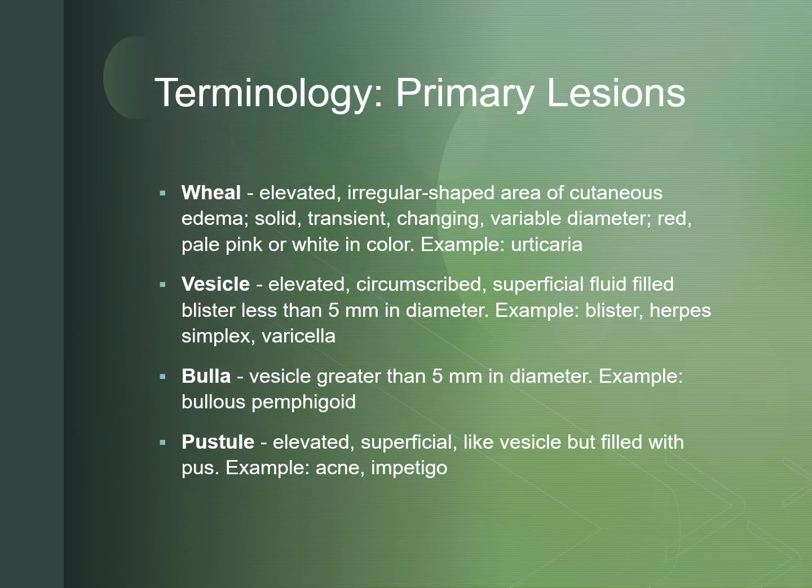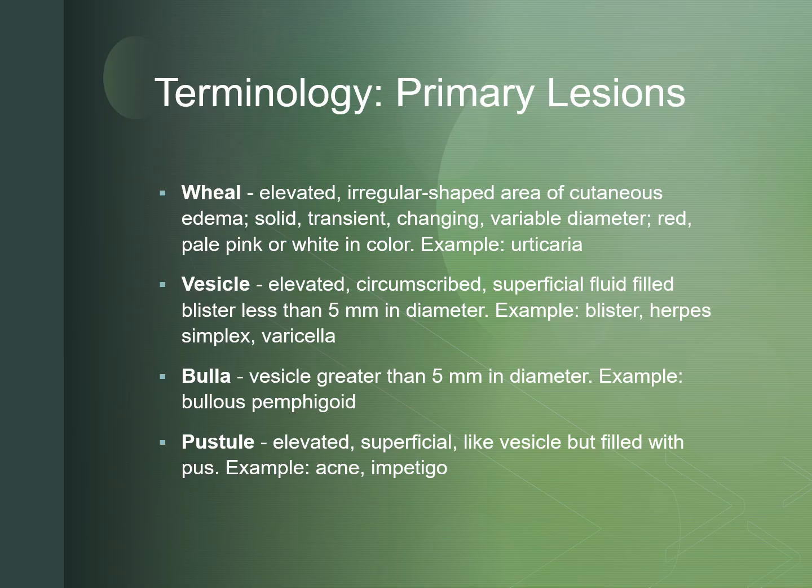A vesicle. This is a small fluid-filled blister, less than 5 millimeters in size. So examples of this would be herpes simplex or varicella, like chickenpox. These are superficial, and you can often see the clear fluid inside.